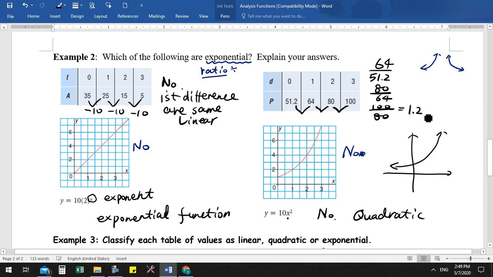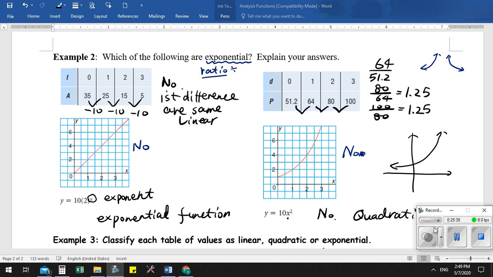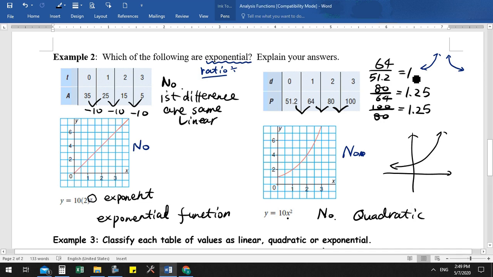So 80 divided by 64 will give you 1.25, and 64 divided by 51.2, we do the calculation, it gives you 1.25. So the ratios are the same, then this one is an exponential function. For exponential functions, with table values you check the ratio, and for the graph it should be increasing all the time or decreasing all the time, then it is exponential.